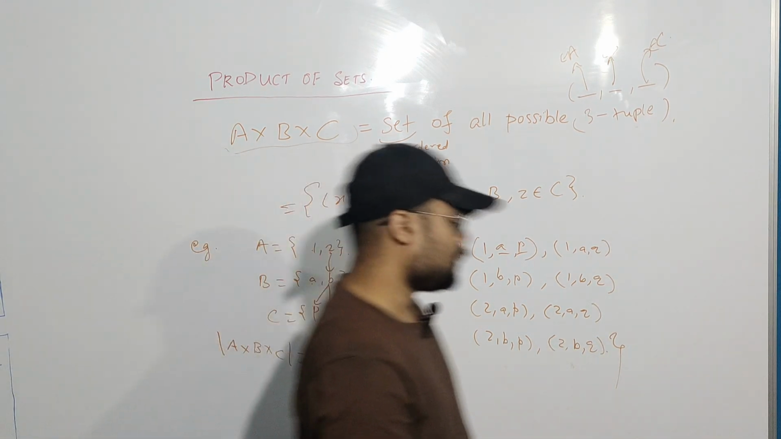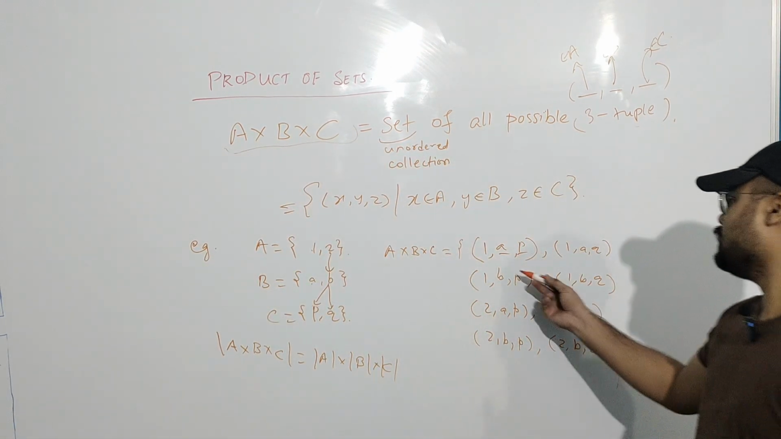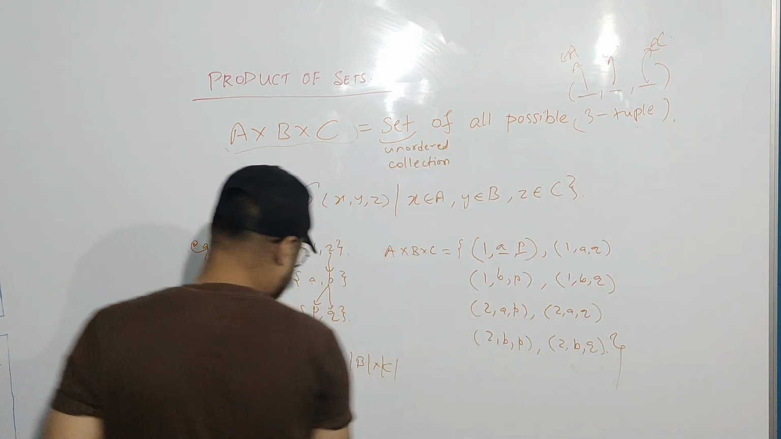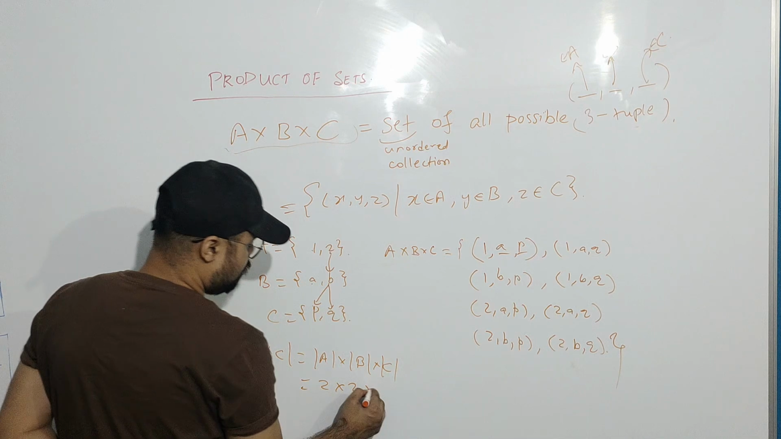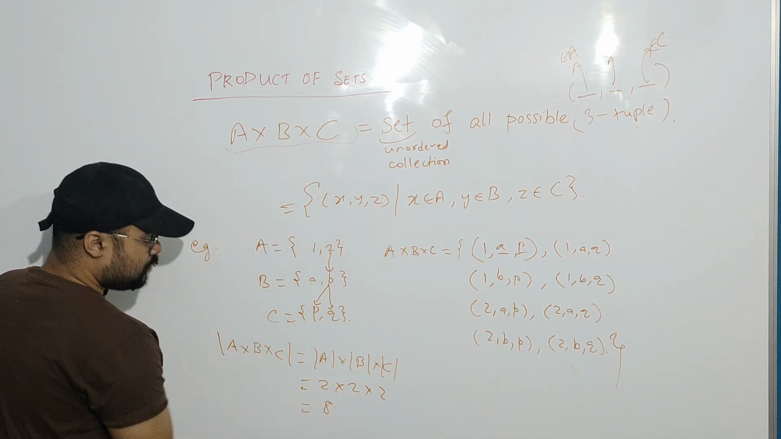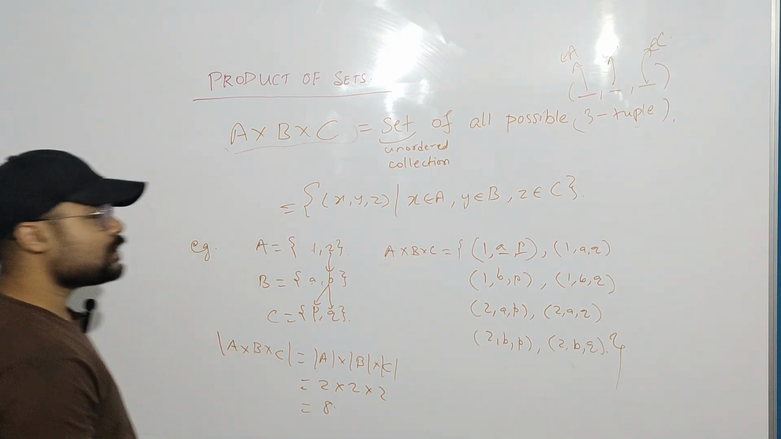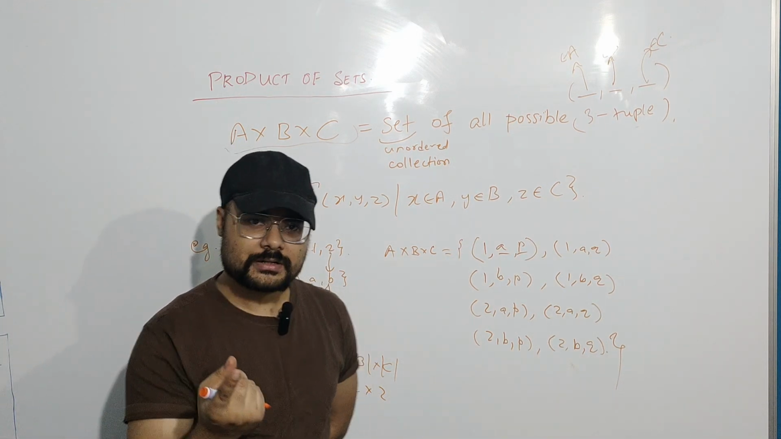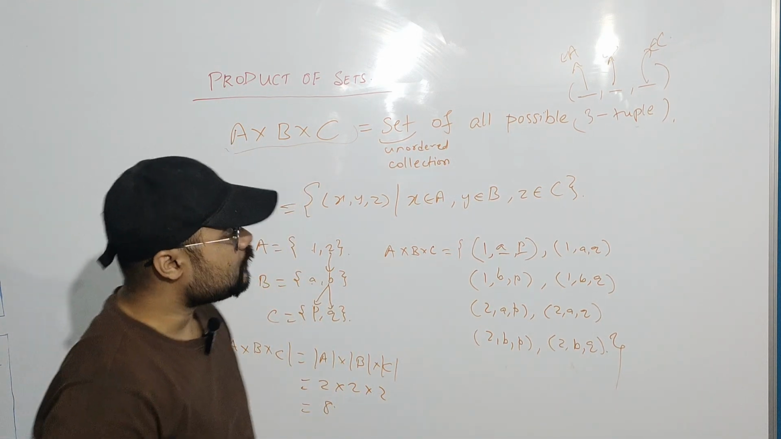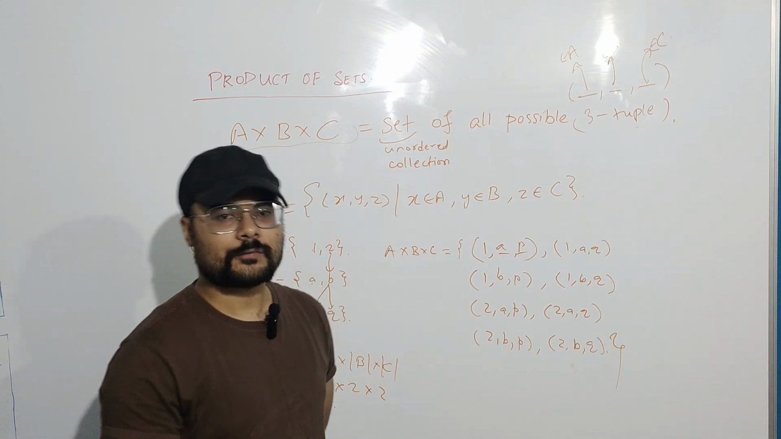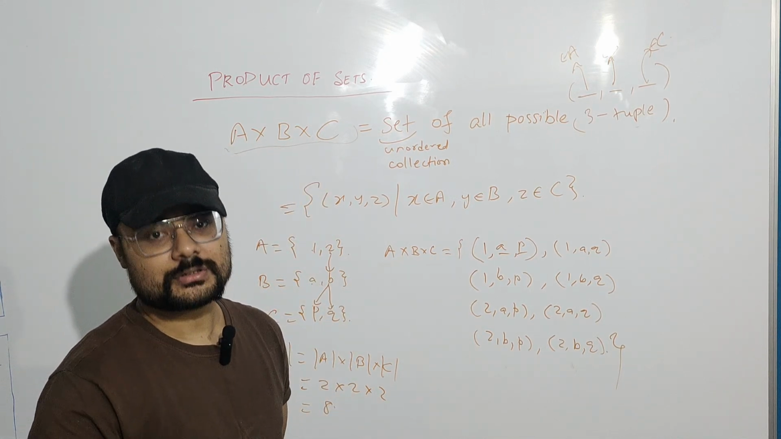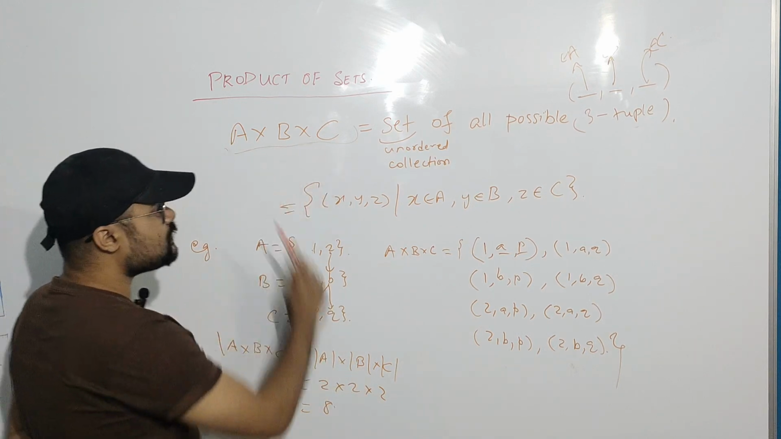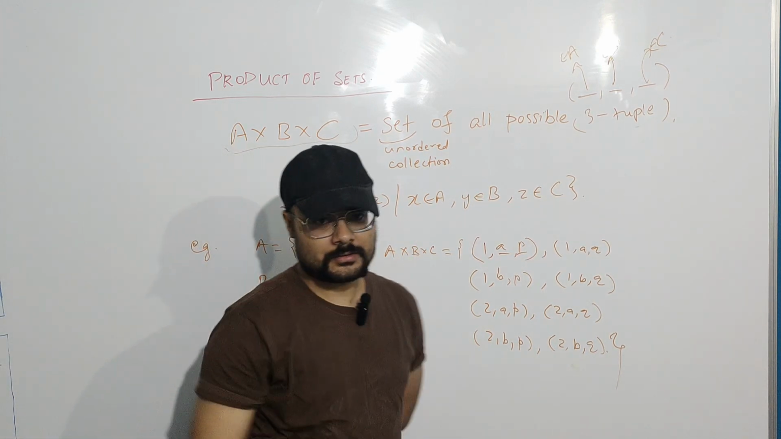Okay. So as you can count the number of elements, 1, 2, 3, 4, 5, 6, 7, 8. So the number of elements in A is 2 into 2 into 2, which is equal to 8. So in general, I have taken two cases, product of two sets, and I have shown that product of two sets is a set of all possible ordered pairs, which is a set of all possible two tuples. Product of three sets is set of all possible three tuples.